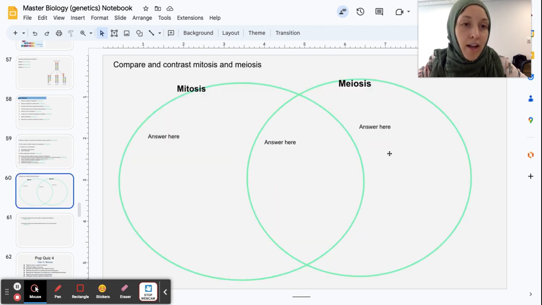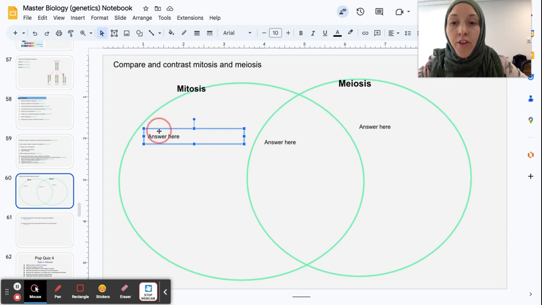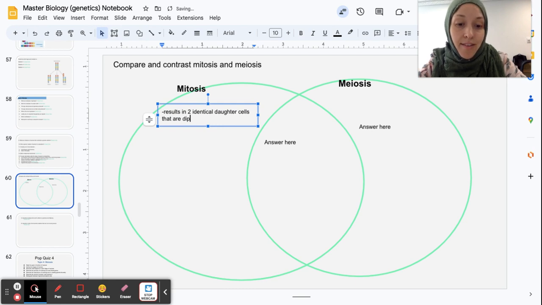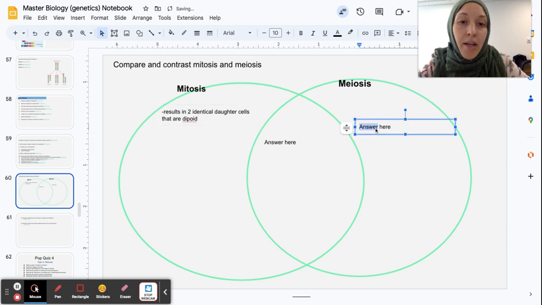Let's just compare and contrast mitosis and meiosis. So mitosis results in two identical daughter cells that are diploid, okay? Whereas in meiosis, it results in 4 genetically different haploid cells, okay?